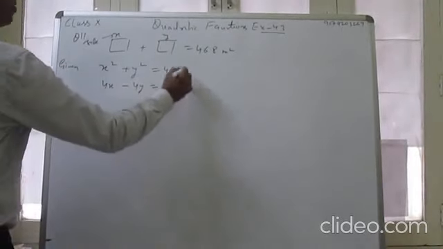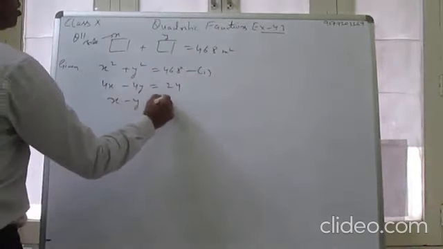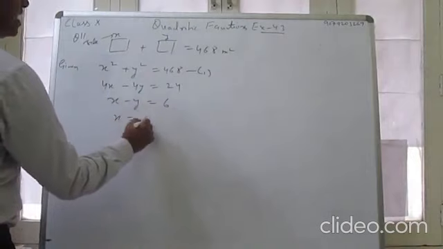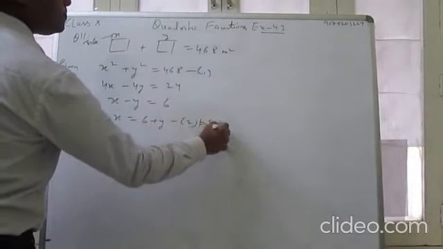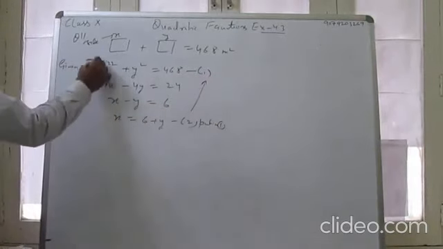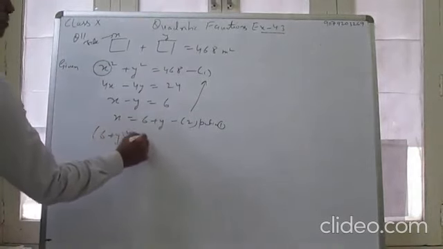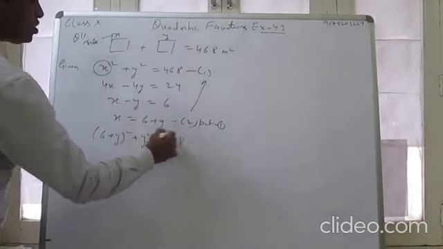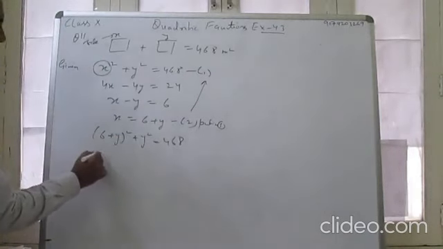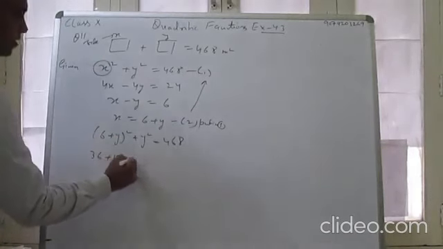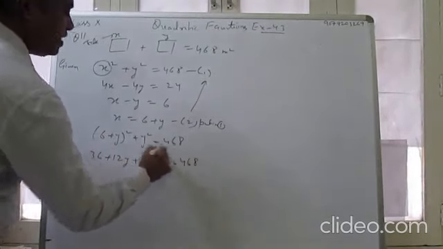Now divide the second equation by 4. You will get x minus y is equal to 6. Here you will get x is equal to 6 plus y. Put this in the first equation. Put 6 plus y in place of x, whole square, plus y square is equal to 468. Expand it with the a plus b whole square identity. 36 plus 12y plus y square is equal to 468.